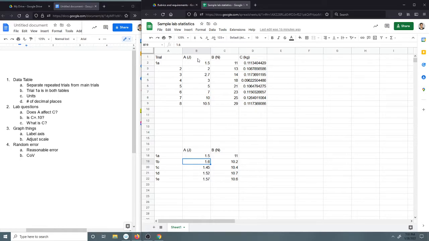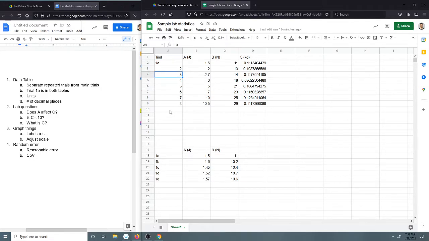Notice that trial 1A is in both sets, because it's part of the error analysis for that particular value of A we were using, and it is also the representative of that particular value of A in the main data table where we're changing A.